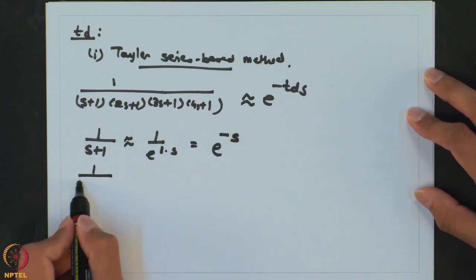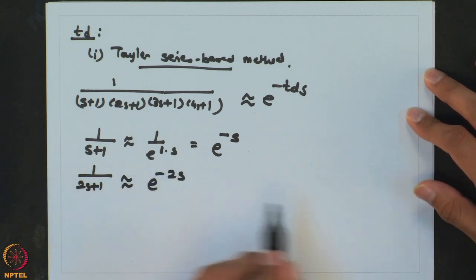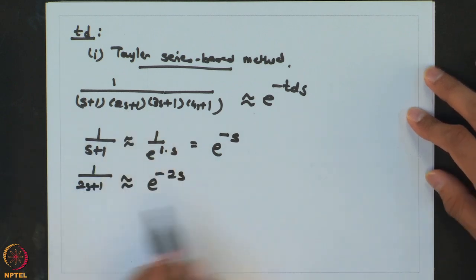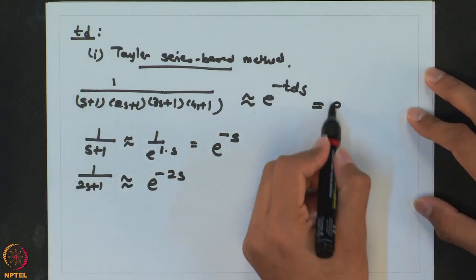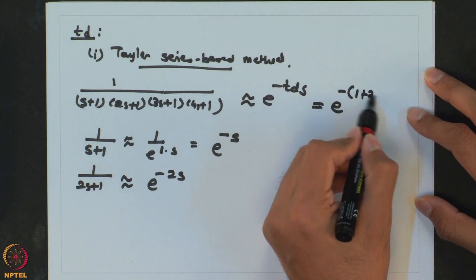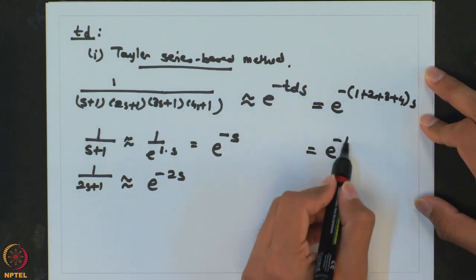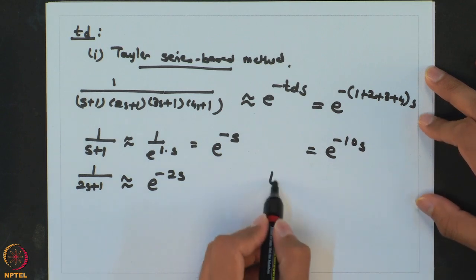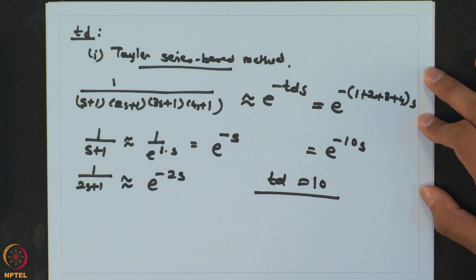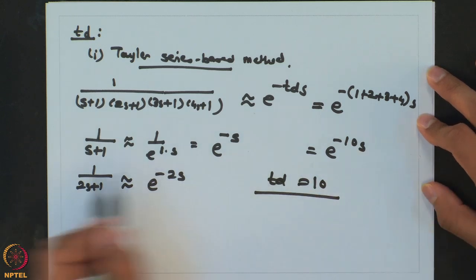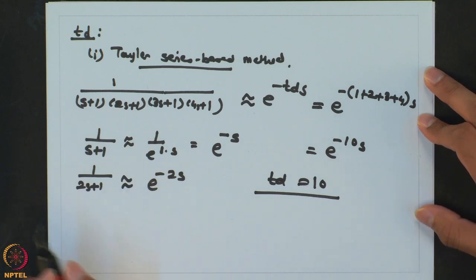So similarly, you can write that 2s plus 1 will approximate to be e raised to minus 2s. So this entire time, for this particular example, will be equal to e raised to minus (1 plus 2 plus 3 plus 4)s, which is equal to e raised to minus 10s. So your TD will be equal to 10 in this case. To get the dead time, you just approximate the remaining transfer function as a Taylor series approximation.